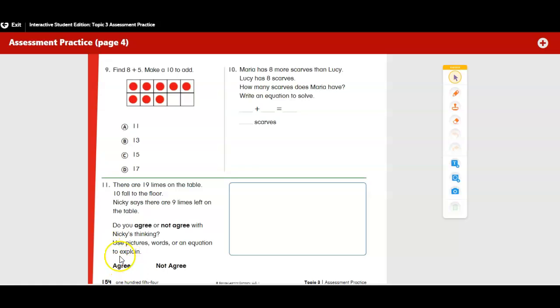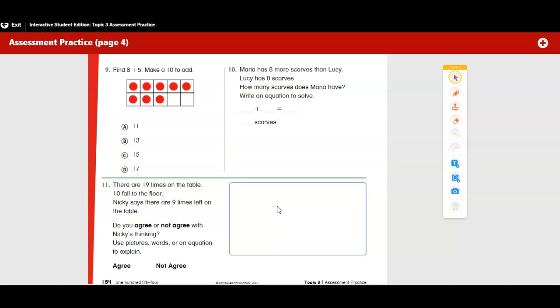So we have to either agree or not agree with Nikki's thinking. So let's read it one more time. There are 19 limes on the table. 10 of those limes fall to the floor. Nikki says there are 9 limes left on the table. Do we agree or not agree with his thinking? Then you can show if you agree or not agree with pictures, words, or writing an equation in the box.